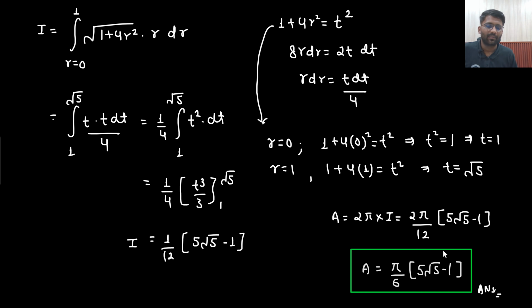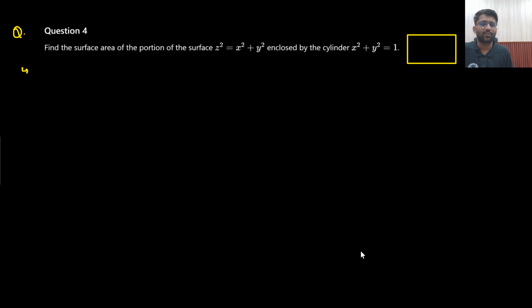Okay. So this question we will solve later on. But yeah, this question is done. Let's try solving this problem. Solve it on your own. Find the surface area of the portion of the surface z square equals x square plus y square enclosed by the cylinder x square plus y square equals 1. One blunder you are going to do here. People will be able to solve this question, but they will do one blunder.